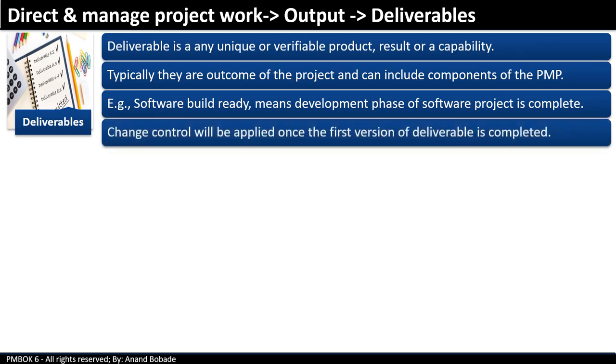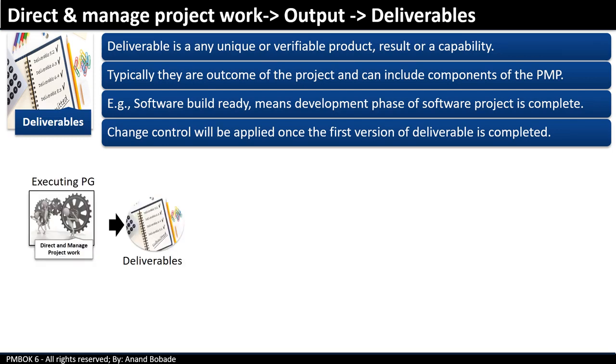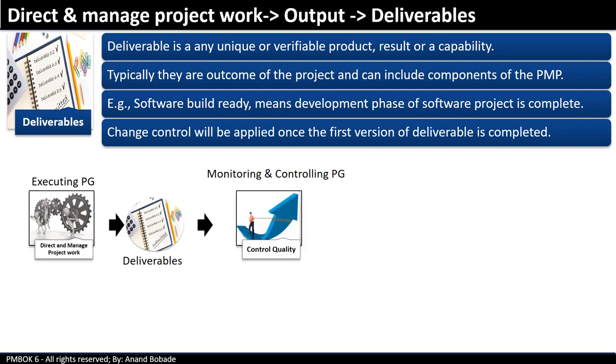Example, in a software development project, a software build is the outcome of a development phase of a project. Change control will be applied once the first version of a deliverable is completed. This is supported through configuration management tools and associated procedures. Let's see what are the different stages of a deliverable. As you know, deliverables are output of the direct and manage project work process. These deliverables are passed on to the quality control process to check the quality. After checking the quality, these deliverables are certified as verified deliverables and ready for business testing or business acceptance.